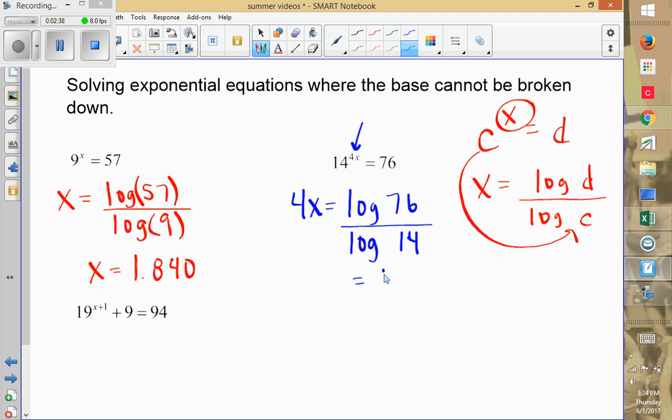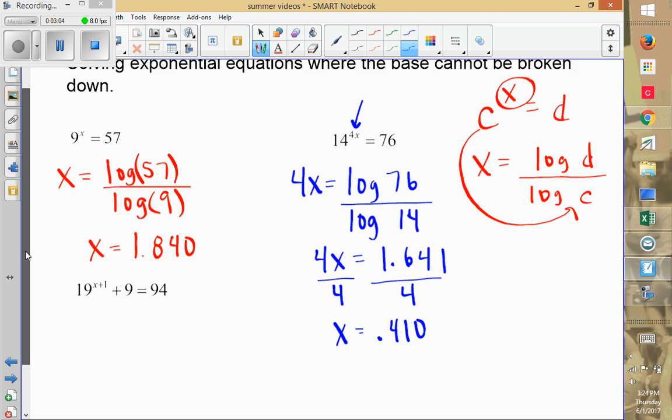is 1.641, and that's equal to 4x. So I have one extra step in the sense that I need to divide both sides by 4, and I will get a final answer of 0.410. So if you have extra steps, you're going to solve them normally.